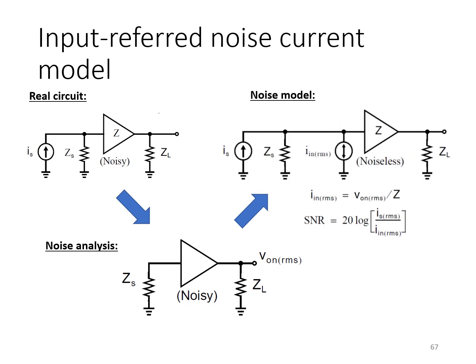Now, if our amplifier of interest, for example, is a transimpedance amplifier and it's going to be driven by a current source IS, no problem. The procedure looks very much the same.